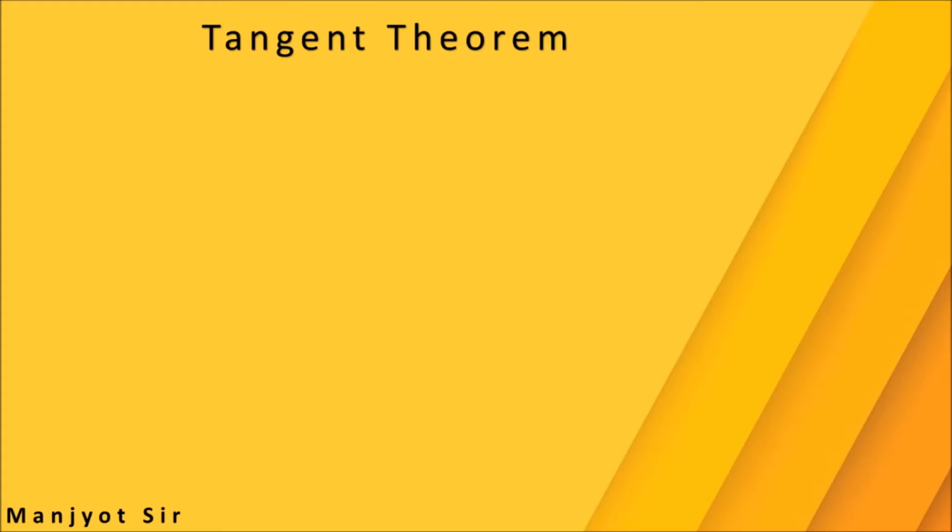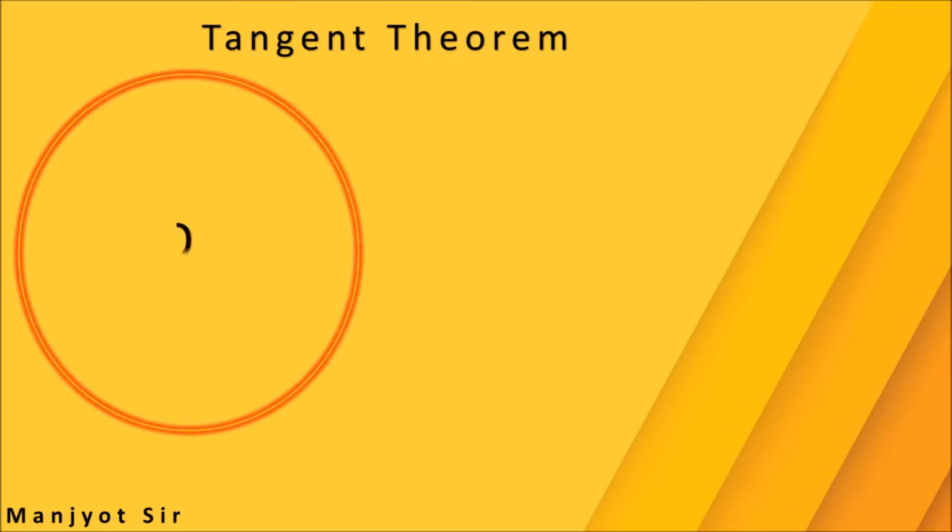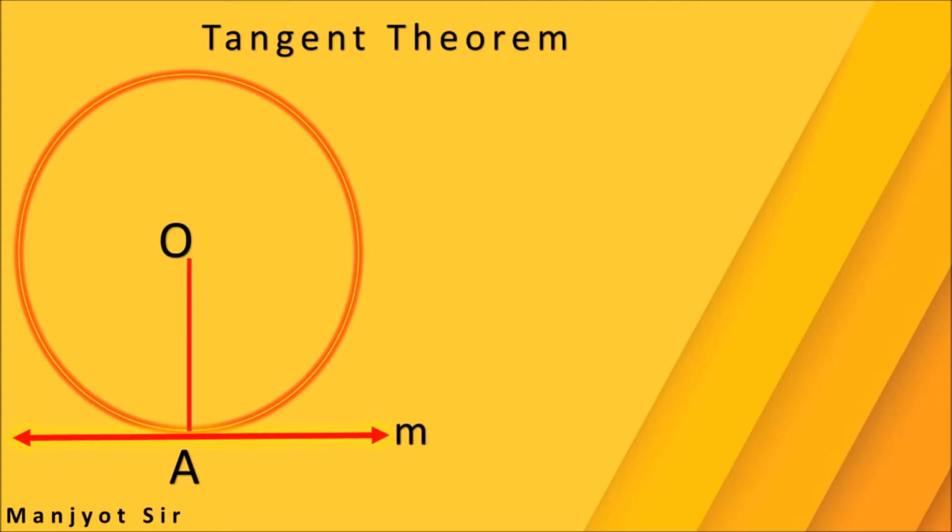So let's first have a circle with center O. Now let's have a tangent. So here comes a tangent which touches the circle with center O at one and only one point, that is A. So over here we have one tangent, and if we join OA we'll get the radius of this circle. So here we have tangent line M which touches the circle at one and only one point A, and OA is a radius.